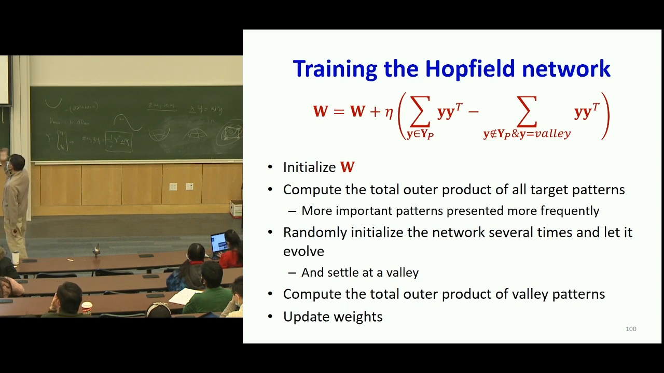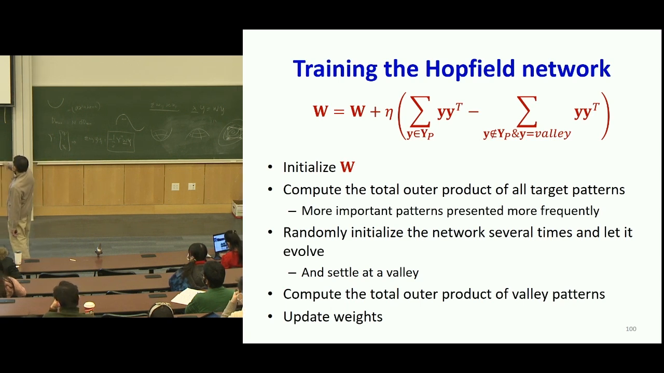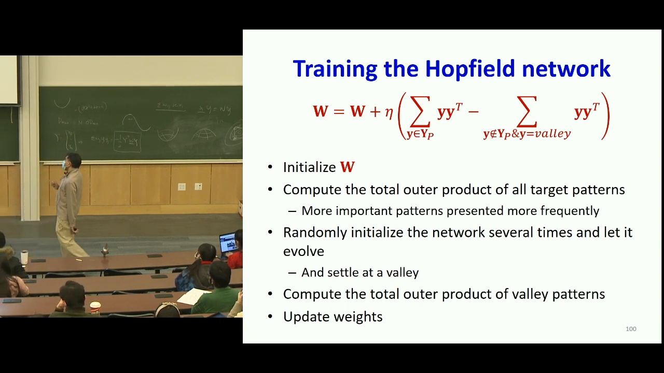So here's what I'd do. I'd initialize W, compute the first term, which is the total outer product for target patterns, randomly initialize the network several times, let it evolve to a local valley, and then compute the outer product terms for the valleys. The difference between the two is going to be the gradient that I use to adjust my weights matrix, right?